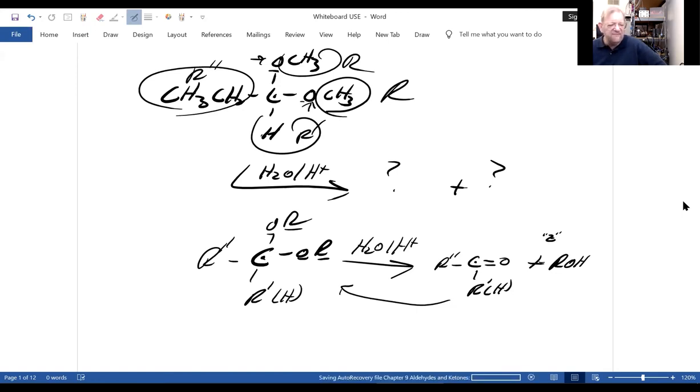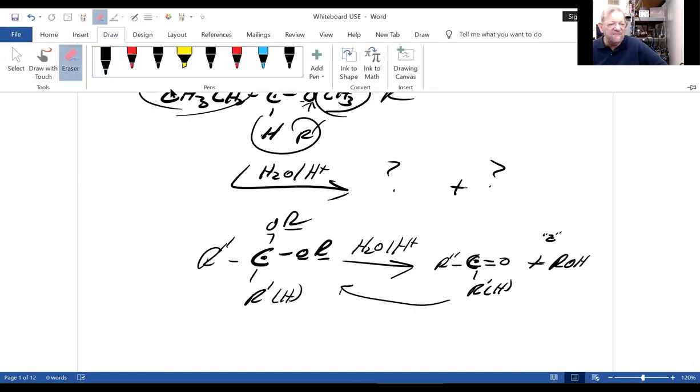So if I look here, I'm going to say this carbon becomes this carbon, what's attached to it. And first of all, I'm going to make some room for myself.